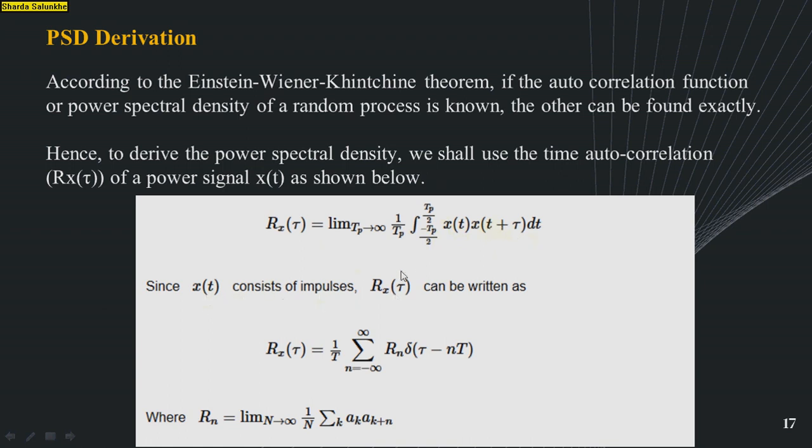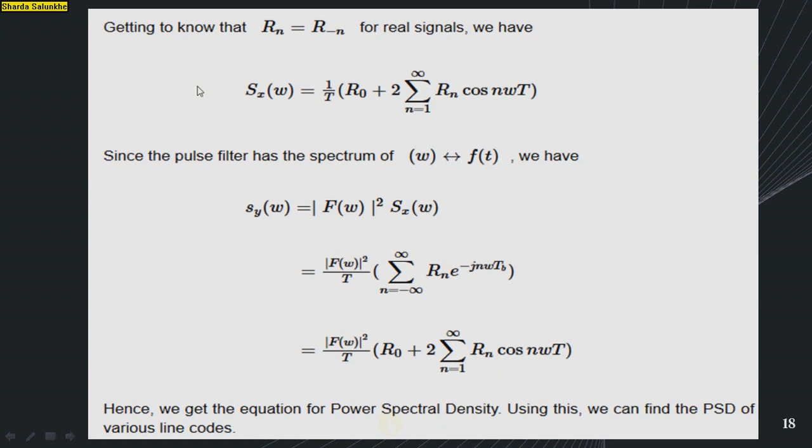x(t) consists of impulse pulses, and Rx(τ) can be written as 1/T summation n equals minus infinity to infinity R(n) δ(τ minus nT), where R(n) is the limit N tends to infinity of 1/N summation k of a_k a_(k+n). So we know that by the symmetry property R(n) is equal to R(minus n) for a real signal. So S(ω) is equal to 1/T [R0 plus 2 summation n equals 1 to infinity R(n) cos(nωT)]. And the spectrum can be converted into the time domain.